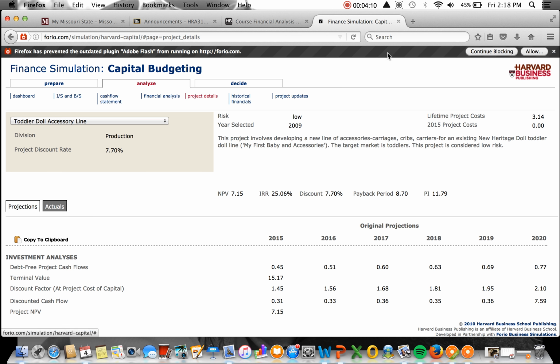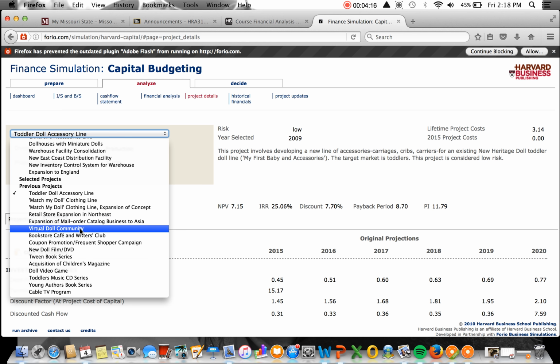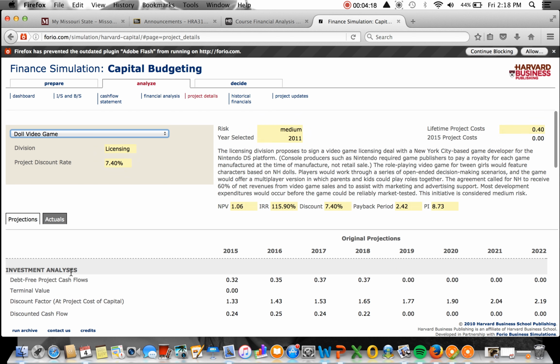So we'll do the video game. It'll show you the division. So this is the licensing area, and the project discount rate, which is 7.4%. The risk is a medium, so it's not too high, it's not low. The year selected, I selected it in 2011, so that was the second year. And then lifetime project costs are pretty low.